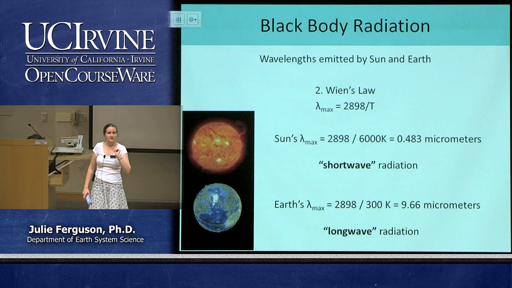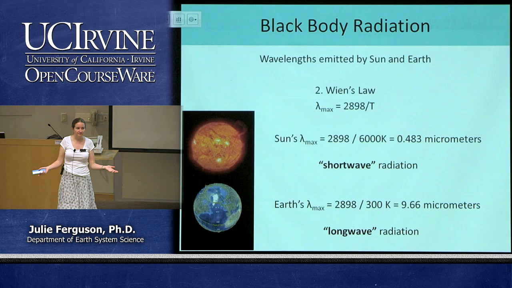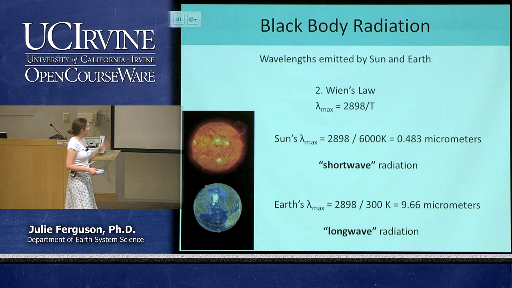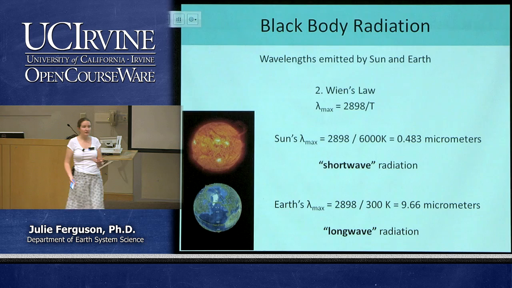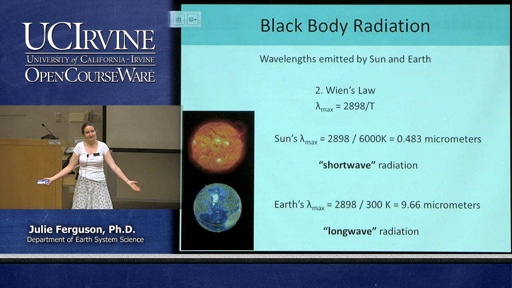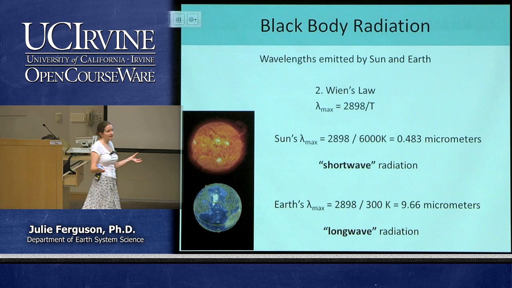Okay? And we call this shortwave radiation. It's in the visible wavelength range. If we look at the Earth, then we can see that our temperature is much cooler than the sun. It's 300 Kelvin or so. And actually, if we plug in that number, then we get something like 9.66 micrometers. And we call that longwave radiation. Okay? So the sun's energy is shortwave radiation because it's hotter. The Earth's is longwave radiation because it's cooler.